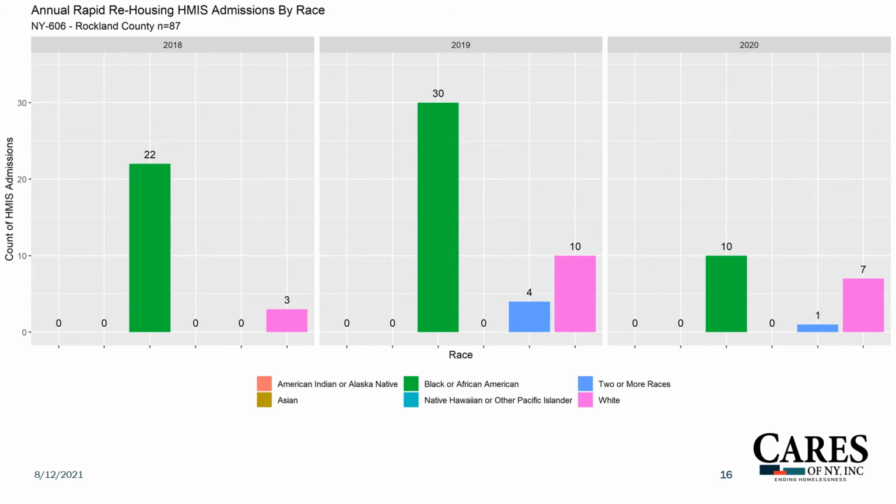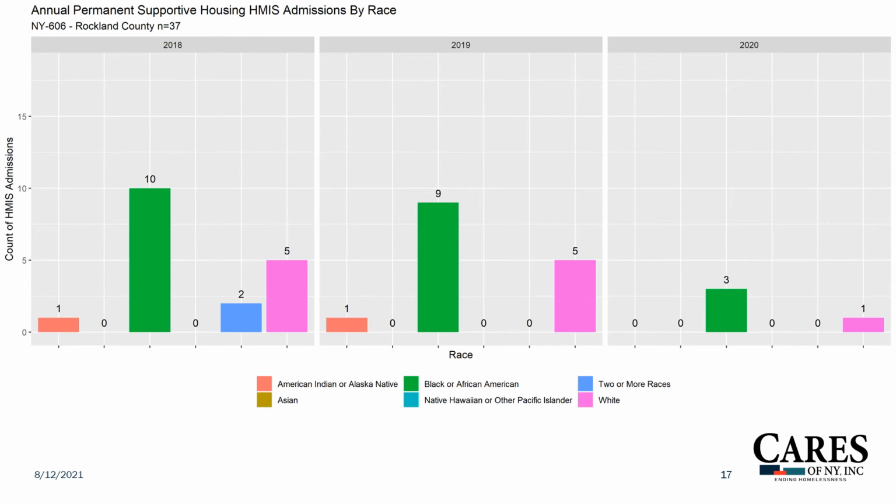In rapid rehousing, we did see a spike in admissions in 2019, but a decline in 2020, and that decline in 2020 was actually lower than 2018 admissions. Part of this could be caused by the eviction moratorium and other stimulus programs, so we're going to call it out here and keep our attention on it for future years.